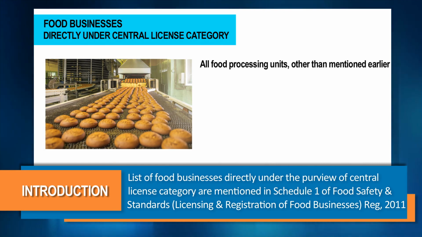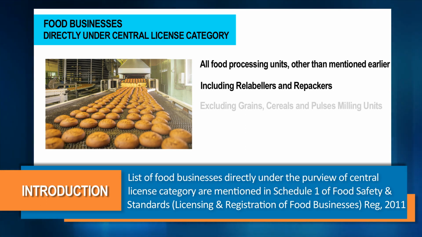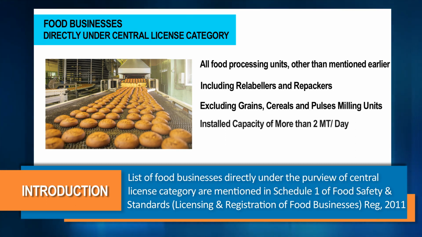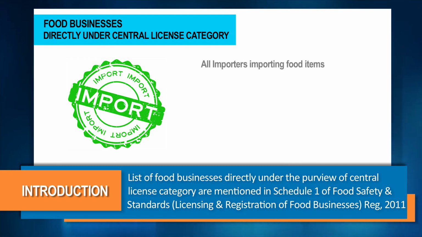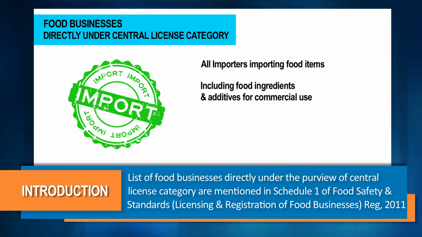All food processing units other than mentioned earlier, including relabelers and repackers and excluding grains, cereals and pulses milling units, having an installed capacity of more than 2 metric ton per day. 100% export-oriented units. All importers importing food items including food ingredients and additives for commercial use.